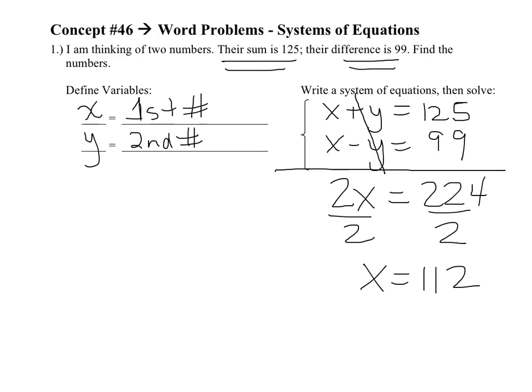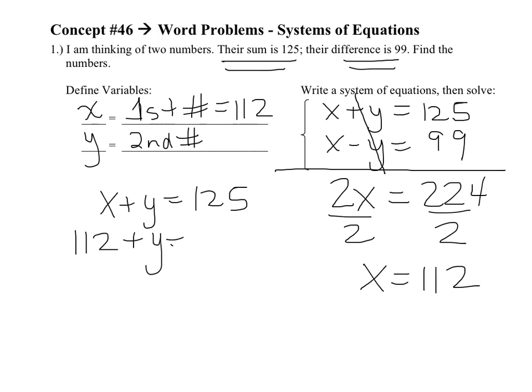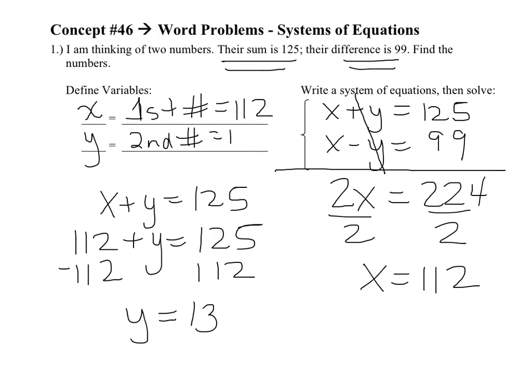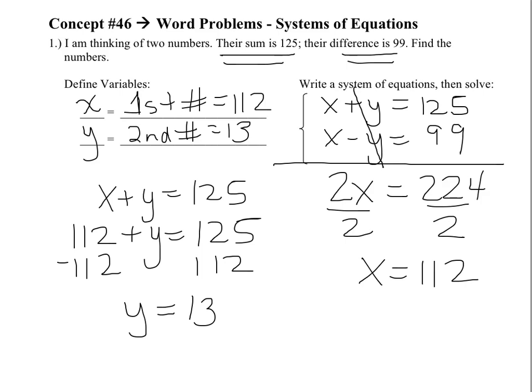So x, we said, was our first number. Well, that's 112. And since we could plug into either equation, I know that x plus y equals 125. If I take 112, put it where the x is, add it to y, all I have to do to get y is subtract 112 from 125. And we then get y is equal to 13. So I'm going to put 13 up here. Now, real quick check: add these two numbers together, and they should equal 125. If you subtract them, do they equal 99? And they sure do.